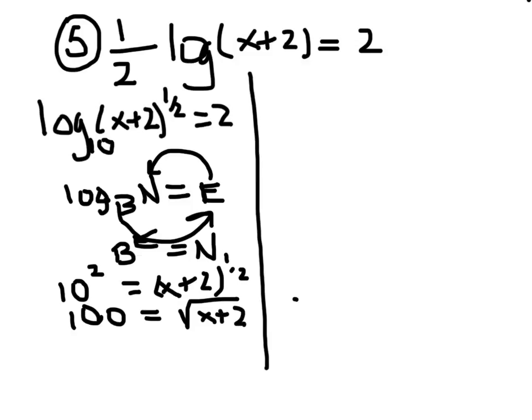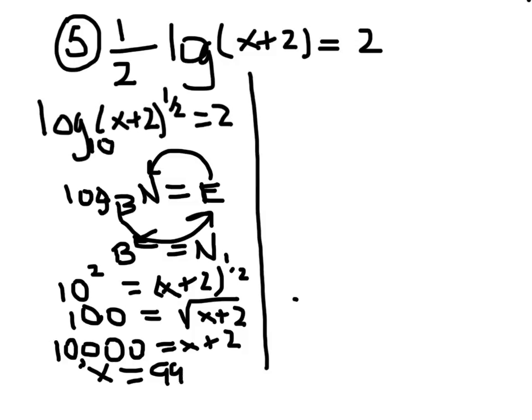And so to get rid of that square root, I would square both sides. Now when you square 100, which has 2 zeros, the result will be 4 zeros, or 10,000, equals x plus 2. And when you subtract 2, you'd have 9,998.